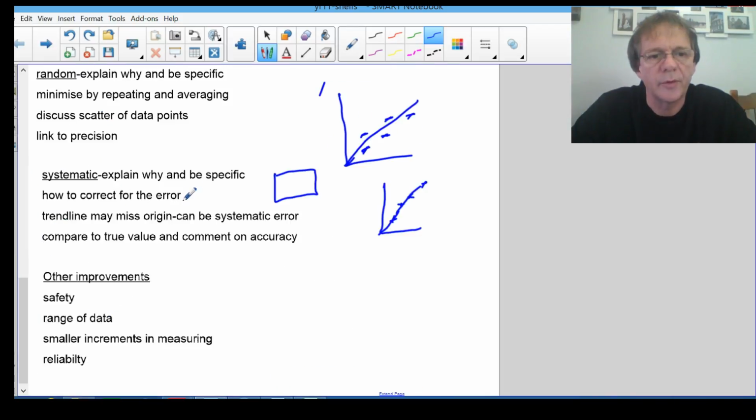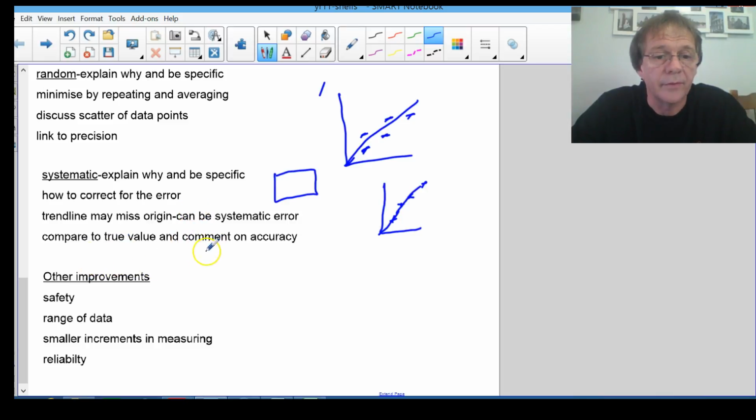You can also talk about the trend line. If it does miss the origin, it's probably evidence that there is a slight systematic error, if it was supposed to go through the origin. Some quantities don't go through the origin because they're not proportional; they may be linearly dependent instead. But in this case, they should have gone through the origin, sine of i and sine of r. So it's probably a systematic error.